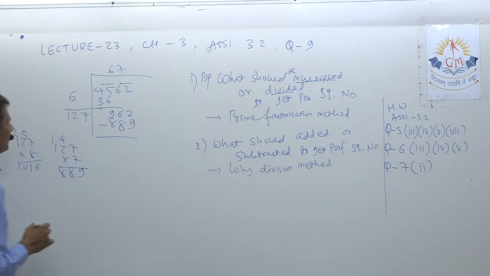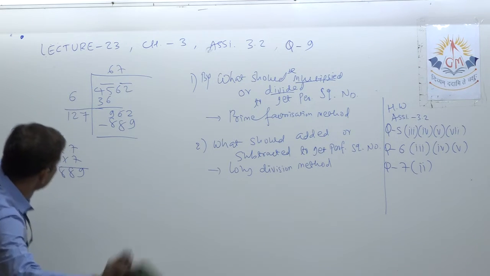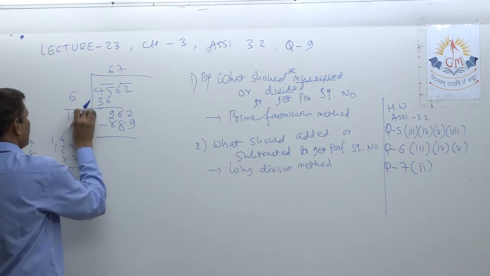Sorry, it is quite more than that. 889 is more than 962? So just stop at 6 only. 126 sixes.